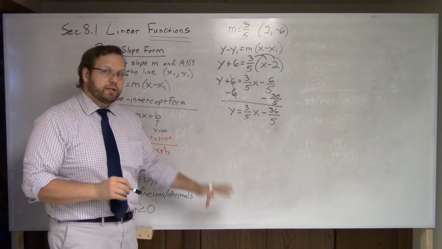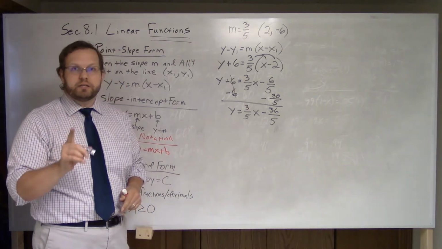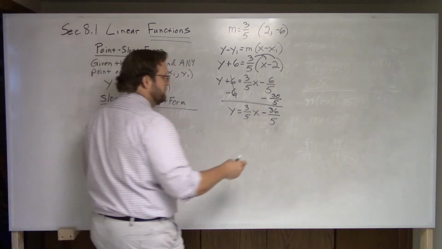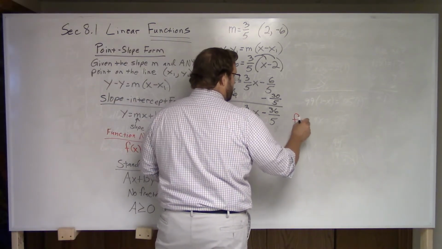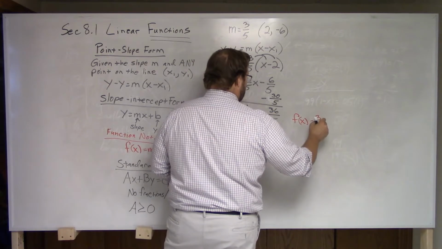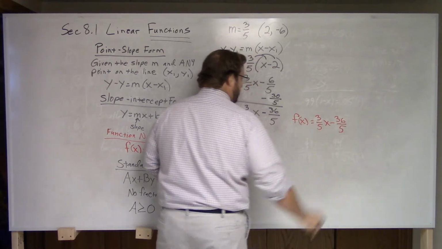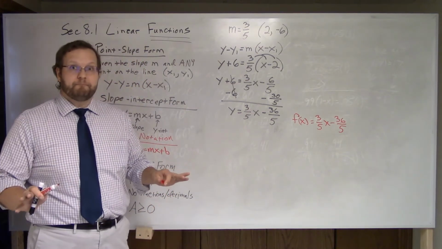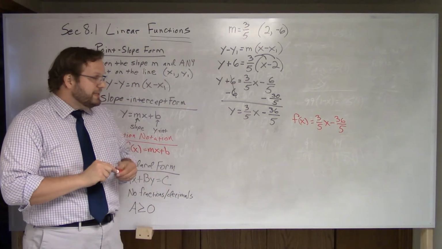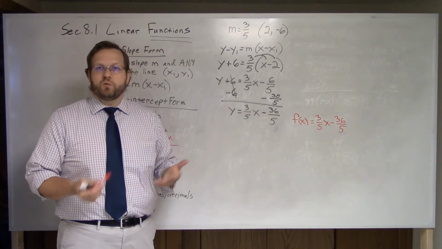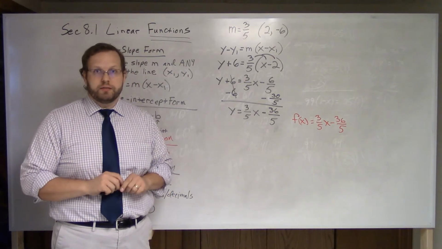Now here's the thing. I want to keep going to standard, but if they ask you in the instructions, write this in function notation, then I would simply stop here and write it like so. And that's it. Okay? So all it takes to get the function notation is to get into slope-intercept form and then change the y to an f of x. Nothing more to it than that.